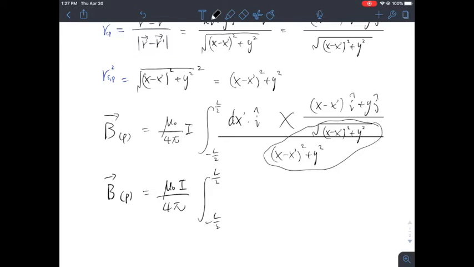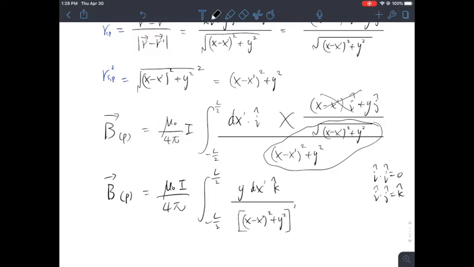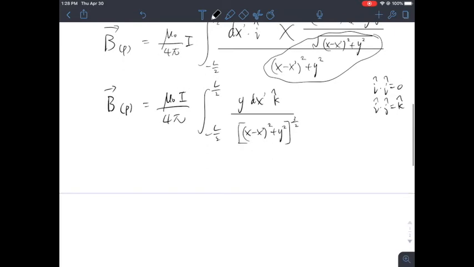Let's only focus on the top terms. So we know i hat cross i hat equals 0. That's the cross product. Sorry, that's a bad notation. Then i hat cross j hat equals k hat. So we have i cross j giving k, and then we can ignore the x minus x prime term.